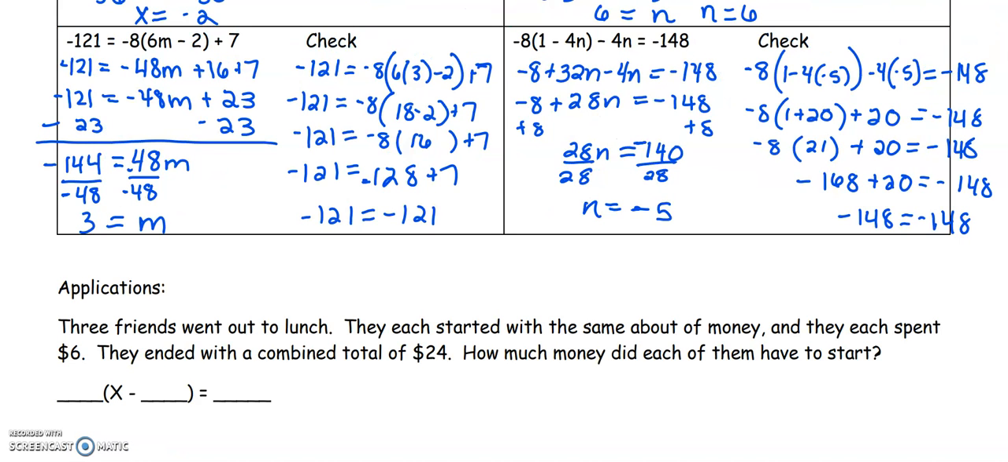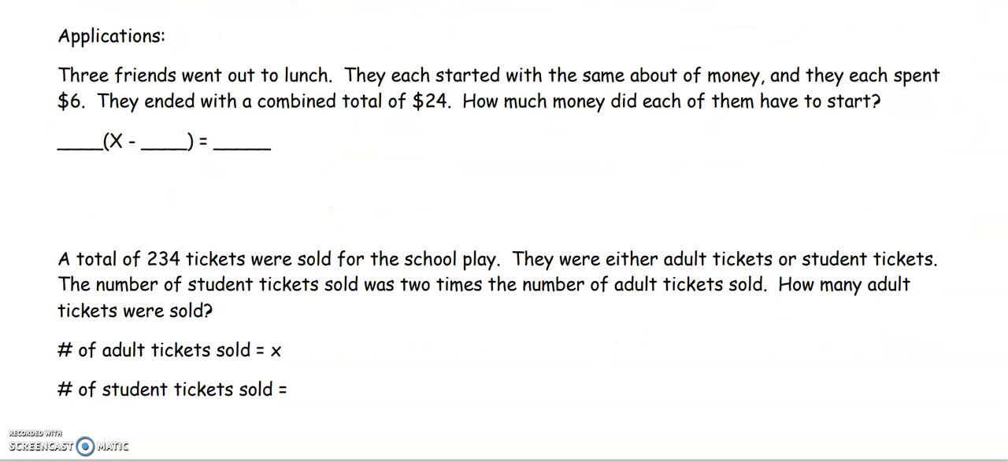We can also have applications of equations with word problems. So we'll take a look at 2 more application problems. 3 friends went out to lunch. They each started with the same amount of money, and they each spent $6. They ended with a combined total of $24. How much did each of them have to start with? This is a tricky one.